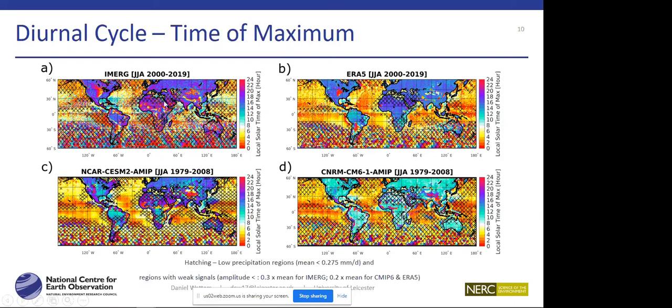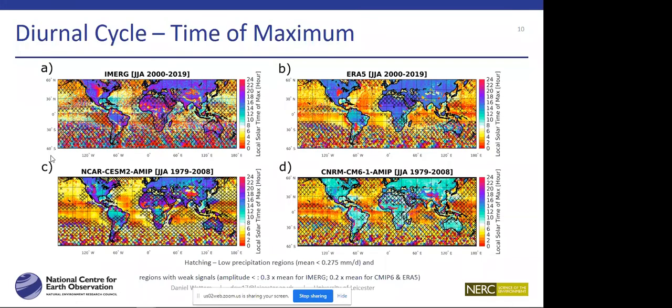So the idea is that the hatching is over those regions where the precipitation is weak already, but we cover over the regions where the amplitude is low as well. So you can see that I was talking about the southern oceans previously having low amplitude or low diurnal variations in precipitation. And you can see that in those regions, the timer maximum is quite noisy, which means that the signal is not strong enough to determine a timer maximum. It's not something that we really want to look at.